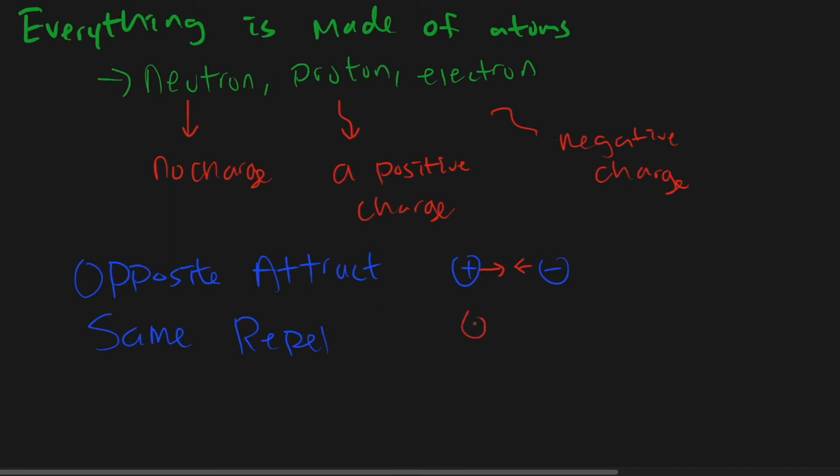But if you have two negative charges, they're going to repel each other. So this negative charge is going to have a leftward force, and this negative charge is going to have a rightward force. Same thing if you have two positive charges, there's also going to be a repulsive force. So this one is going to point leftward, and this one is going to point rightward. Opposite charges attract each other because their charges are different, and stuff with the same charge repel each other.